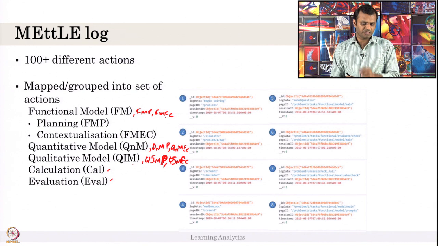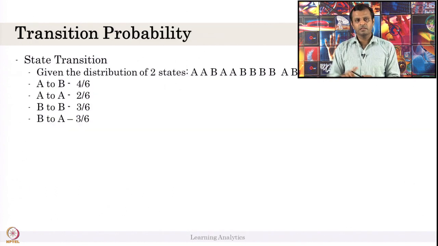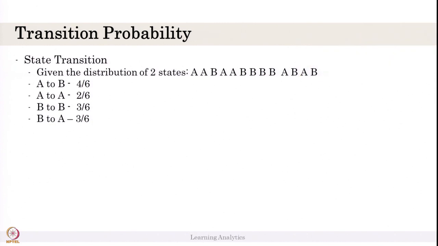Consider we have a learning environment with a timestamp, and all these actions are captured in time series data. Let us see how to compute the transition between these variables. Before we look at Meta's transitions, let us see an example to explain what transition probability is. Given the distribution of 2 states, say A and B, one is A and one is B. This is arranged in time series data and it happened in a time series manner, right? So first action A happened, then B, A, B, A, B, something like that. They are arranged in the action series.